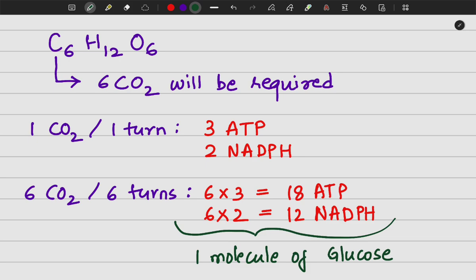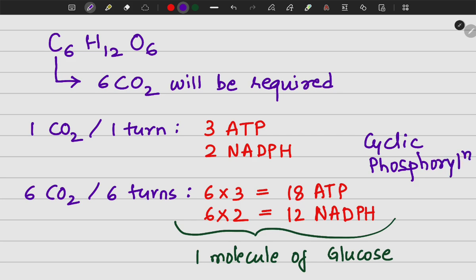Now if you see here, there is a difference in the amount of ATP and NADPH which were utilized in the Calvin cycle. So 18 ATP is utilized and 12 NADPH are utilized. That means more ATP have been utilized for the production of carbohydrate. So in order to compensate for this difference between the ATP and NADPH, cyclic phosphorylation occurs.